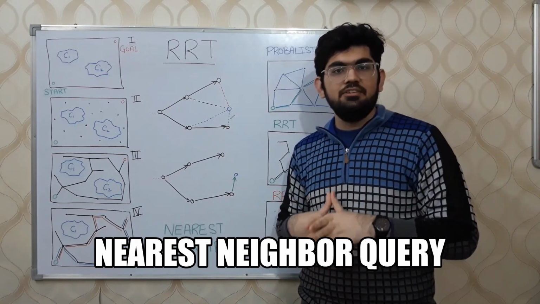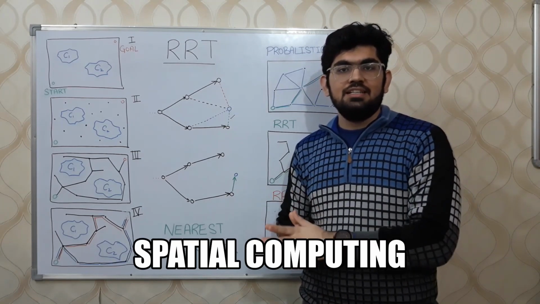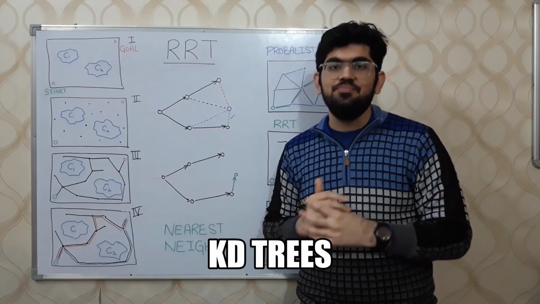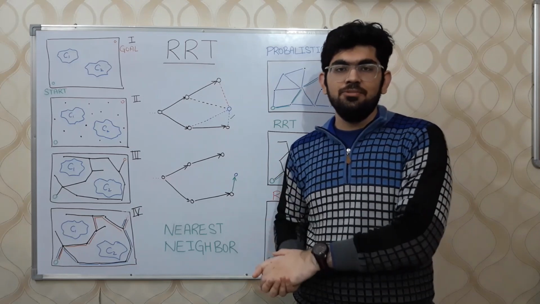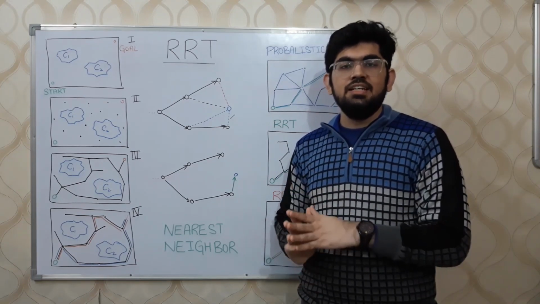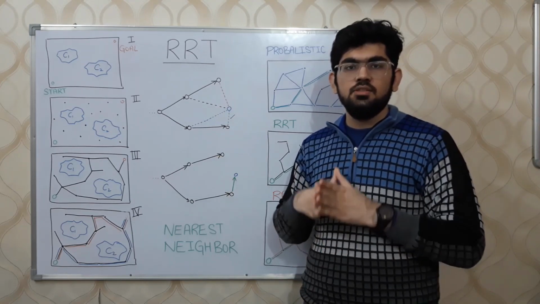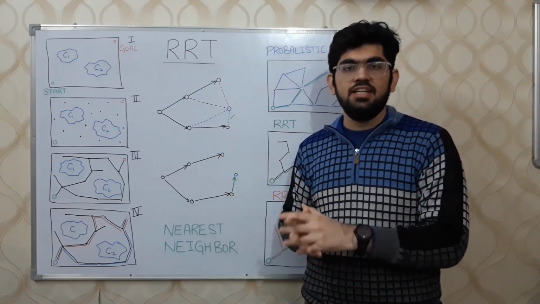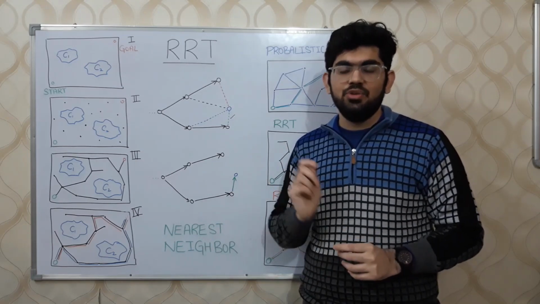This nearest neighbor query can be efficiently solved using spatial computing data structures like KD trees. Spatial computing data structures deserve a video of their own. In brief, spatial data structures store these 2D points in such a way that these points can be efficiently retrieved and queries like nearest neighbor can be solved quickly.